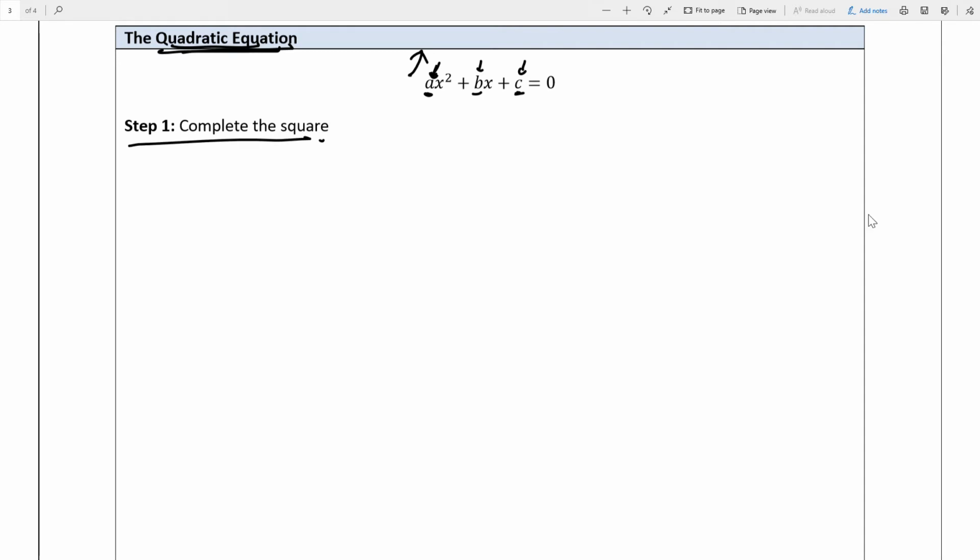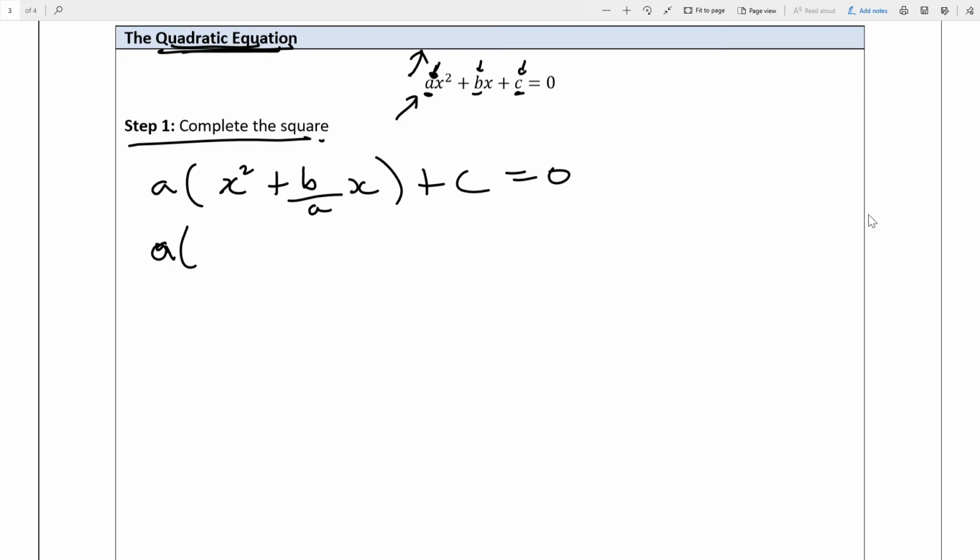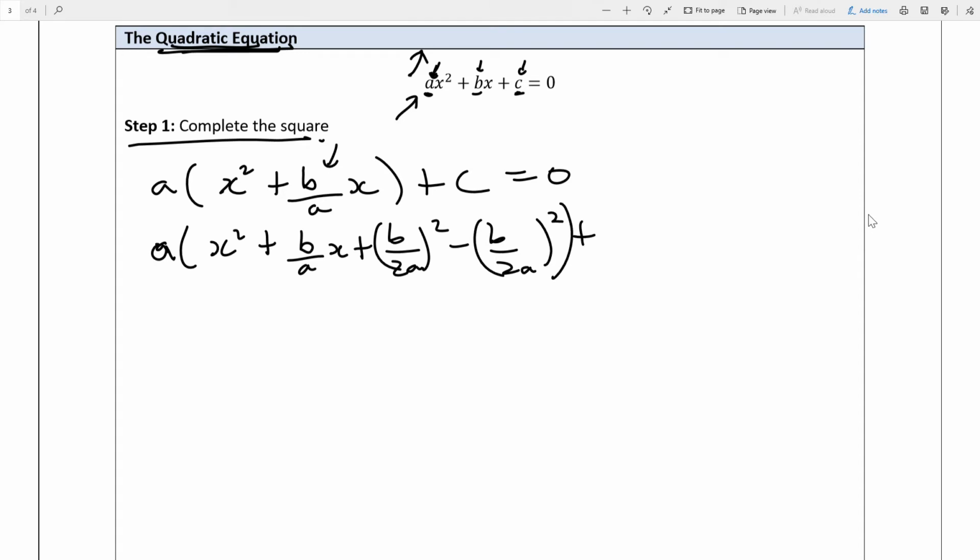Step 1, like we did before, we complete the square. And remember, if the coefficient in front of the x squared is not a 1, you need to first factor out that coefficient, so we get a coefficient of 1 in front of the x squared. Okay, so that's the first step. Second, you need to add and subtract a number so that you can get a perfect trinomial. Remember, you take this number, divide by 2 and square it. So it's going to be plus b over 2a squared minus b over 2a squared plus c.